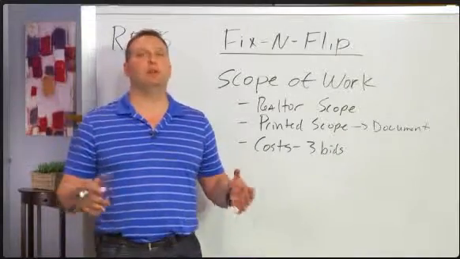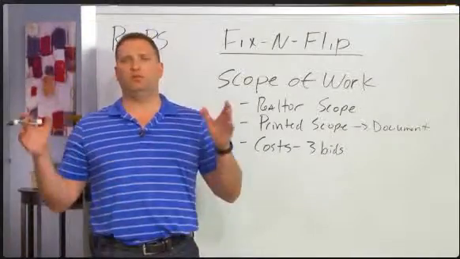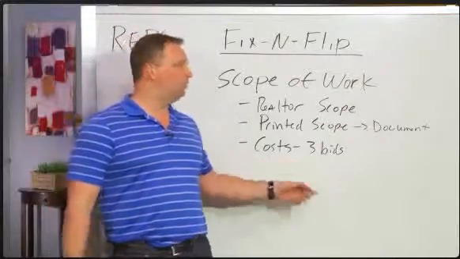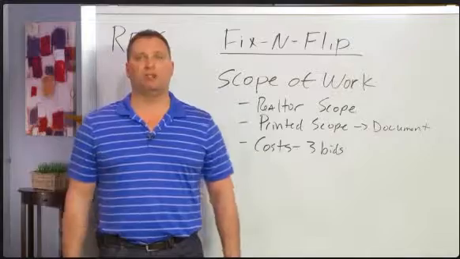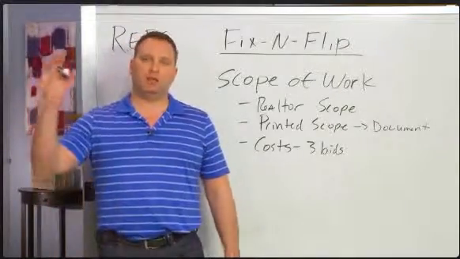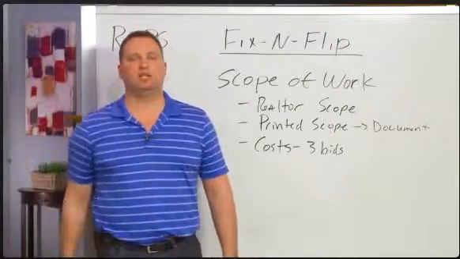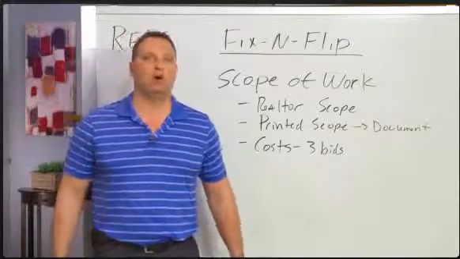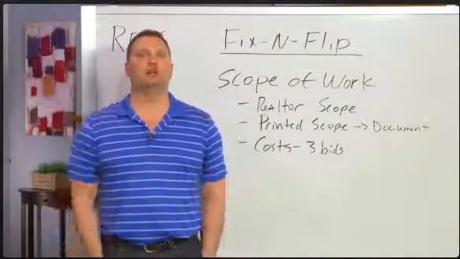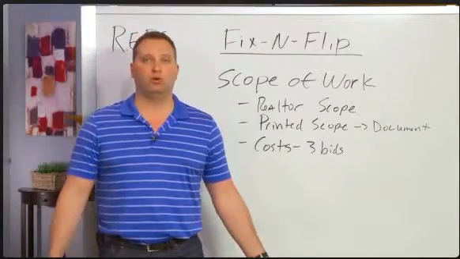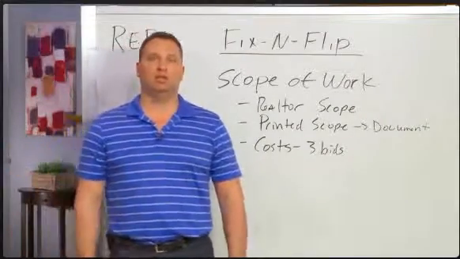So the other thing too is why I like the printed scope of work. If you get 3 bids, and I tell everybody, make sure you get 3 bids on every job from 3 different subcontractors or contractors. And let's say that one guy bids a house at 10, one guy bids a house at 12, and one guy bids a house at 15. Which contractor is going to get awarded the job? Well, the guy that bids it for $10,000.